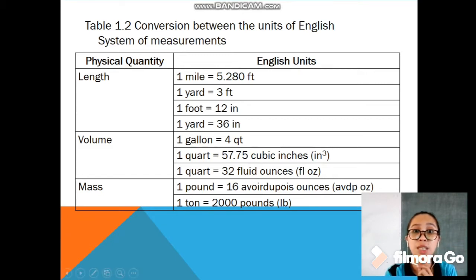So here in Table 1.2, this is the conversion between units of the English system of measurement. And take note for the conversion. We use these conversion factors in converting units. So here in the physical quantity, we have the length, volume, and mass. These are the fundamental physical quantities in physics or in chemistry. And these are the conversions. Example, 1 mile is equivalent to 5,280 feet. Mile and feet are both English units, and the rest are English units. Take note of the units.